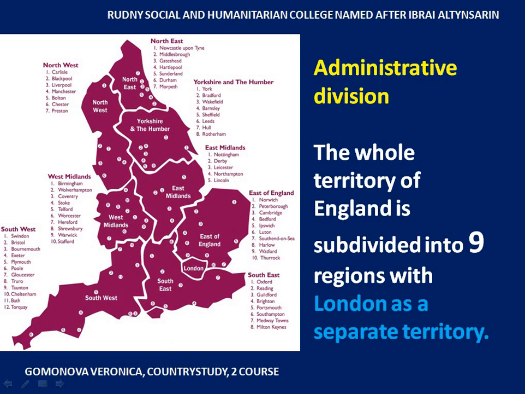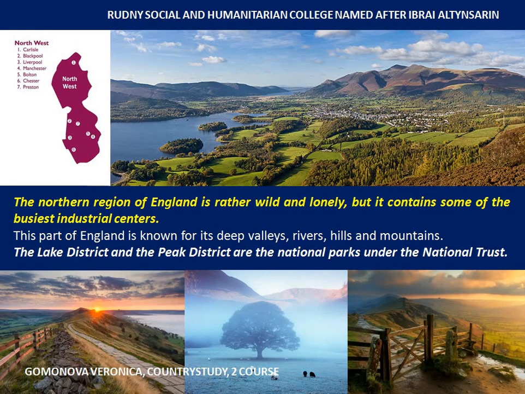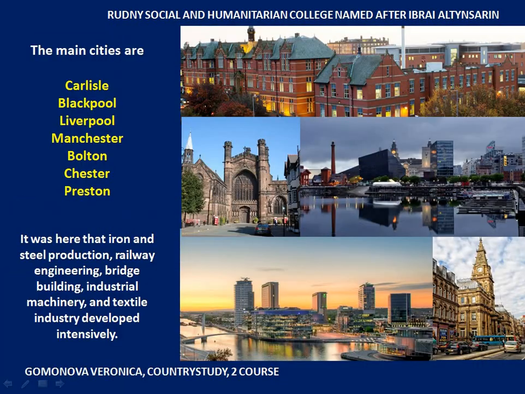The northern region, which is called North West, is rather wild and lonely, but it contains some of the busiest industrial centers. This part of England is known for its deep valleys, rivers, hills, and mountains. The Lake District and the Peak District are the national parks under the National Trust here. The main cities here are Carlisle, Blackpool, Liverpool, Manchester, Bolton, Chester, and Preston.